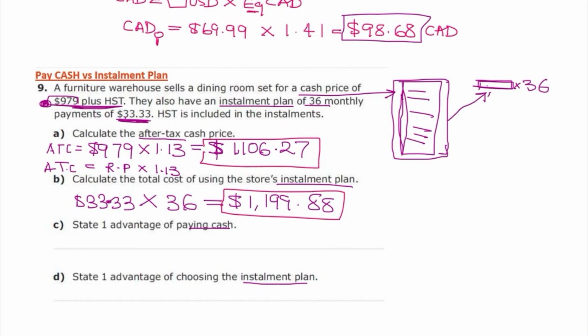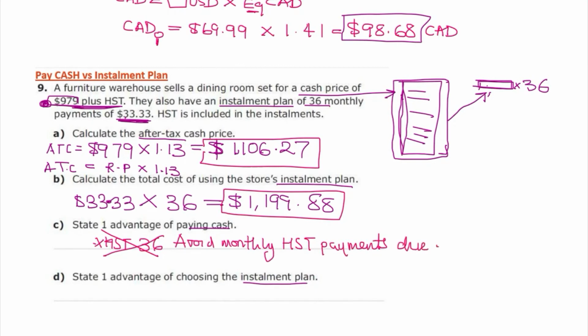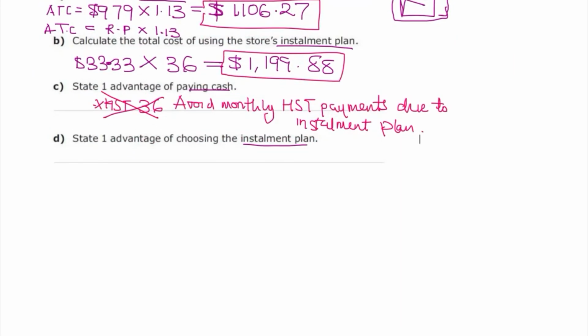So the installment plan tells me that I'll have to pay HST 36 times, and I'll have to pay the regular price 36 times as well, which means the great advantage of paying in cash is that I'll avoid monthly HST payments due to the installment plan.